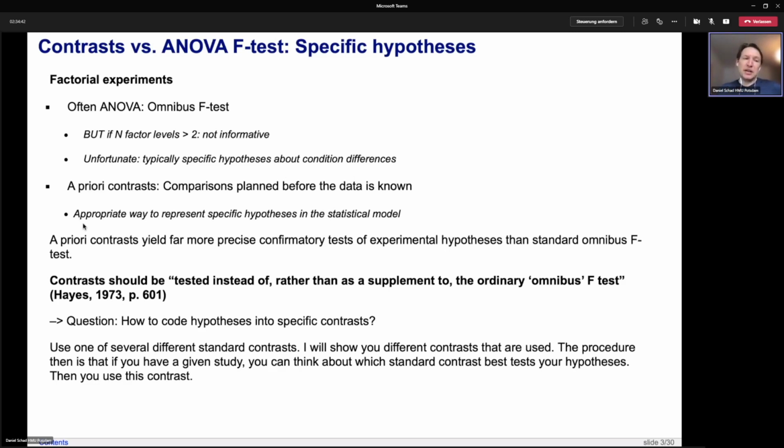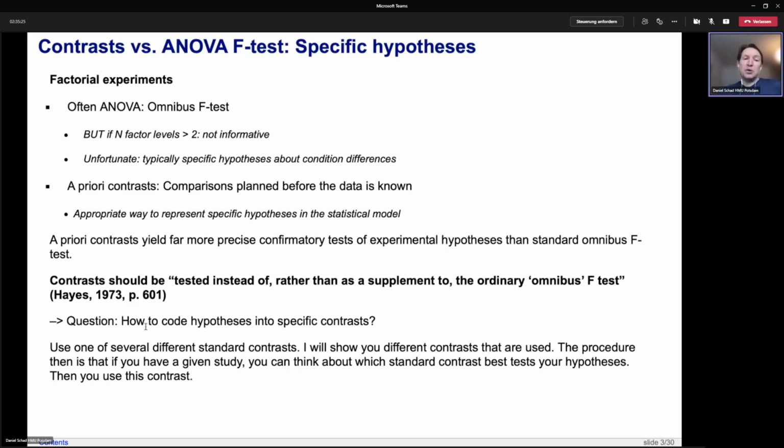And the argument is that a priori contrasts yield far more precise confirmatory tests of experimental hypotheses than the standard omnibus F-test that is often used. Indeed, this view has been proposed by Hayes in 1973. He said contrasts should be tested instead of, rather than as a supplement to, the ordinary omnibus F-test. And linear mixed effect models make it easy to switch to this perspective, because you have to code contrasts when you fit the model. So there's no way around that.